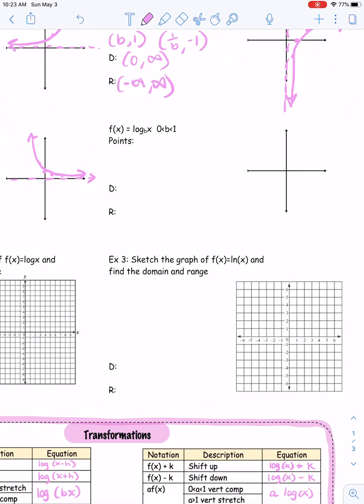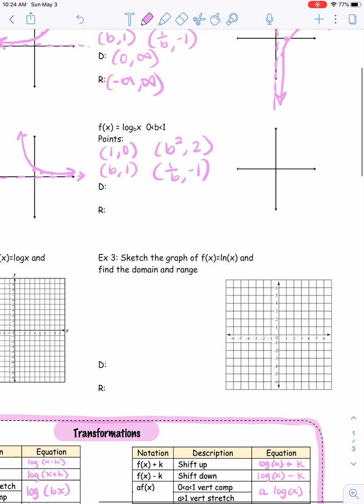If we just happen to have a base that's between 0 and 1, our points are still going to be 1, 0, whatever our base is, 1, whatever our base squared is, 2, and then our 1 over the base, -1. Okay, so in plotting that, we'd still have our vertical asymptote at x equals 0.